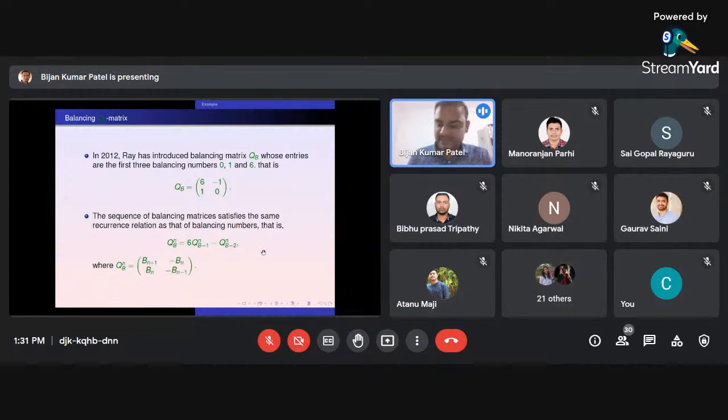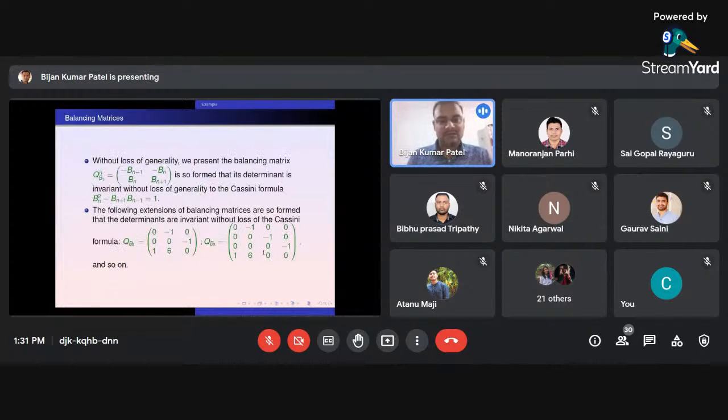So based upon this matrix, what we do is extend it. It's a 2 by 2 matrix, so we extend this 2 by 2 matrix to a 3 by 3 matrix, a 4 by 4 matrix, up to an n by n matrix, one is able to extend. And we do that without loss of generality of the Cassini formula, Bn square minus Bn+1 into Bn-1 equals 1.